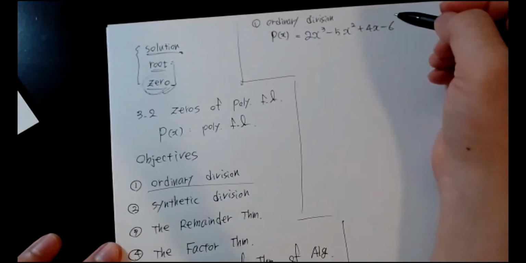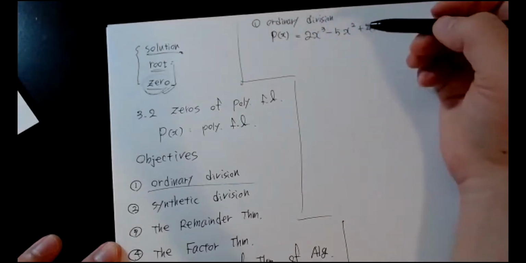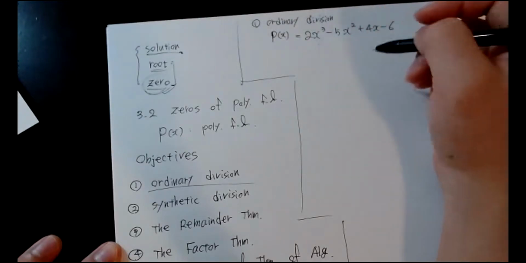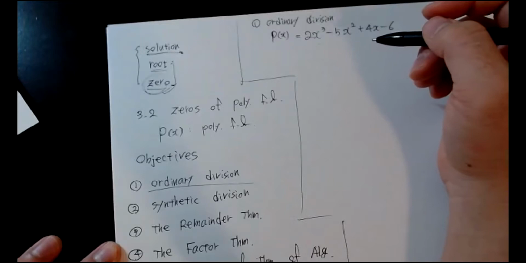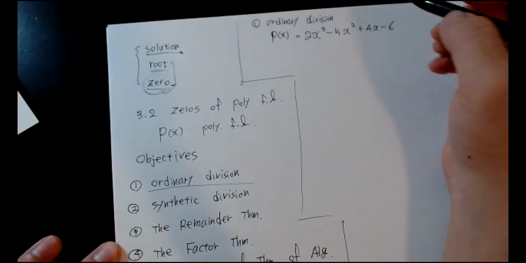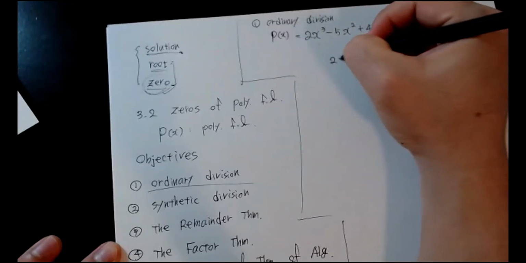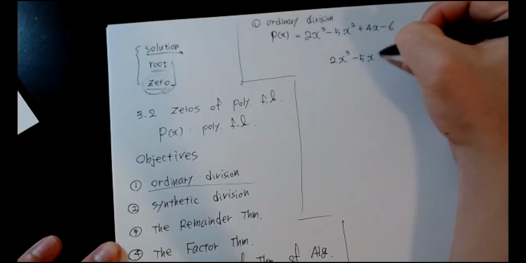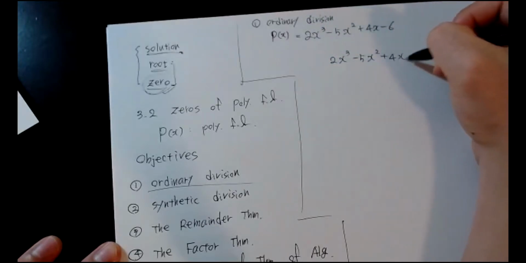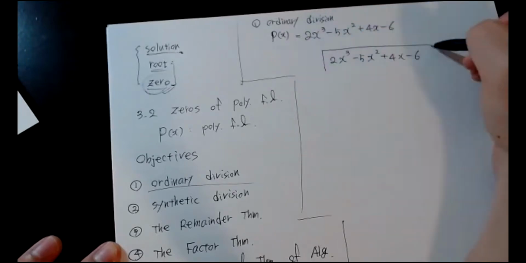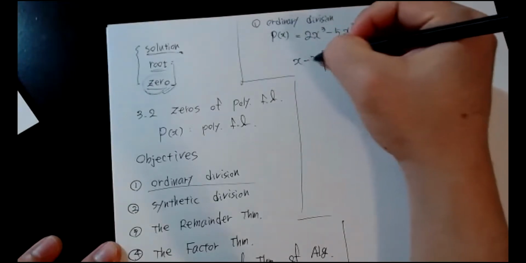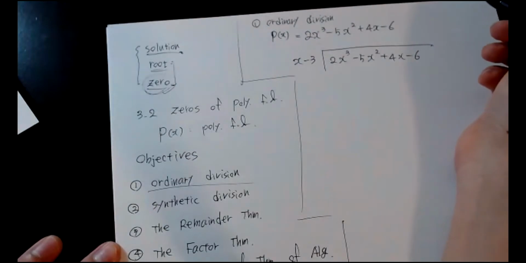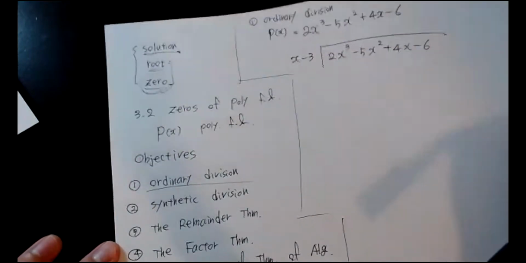Right, so then what are you going to do? Similarly to what we do when we divide number by number, we just write down the dividend. This is called the dividend, and the divisor is x minus 3. Can you understand that?